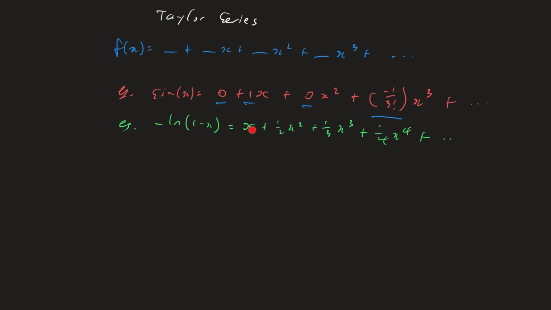Another example is that x plus a half x squared plus a third x cubed, etc. is equal to negative the natural logarithm of 1 minus x. If we know the Taylor series of sine x and know the Taylor series of negative logarithm of 1 minus x, one might ask, can we easily deduce the Taylor series of the composition negative log 1 minus sine of x? When we do this composition on the next page, we will see something that directly relates to taking derivatives.